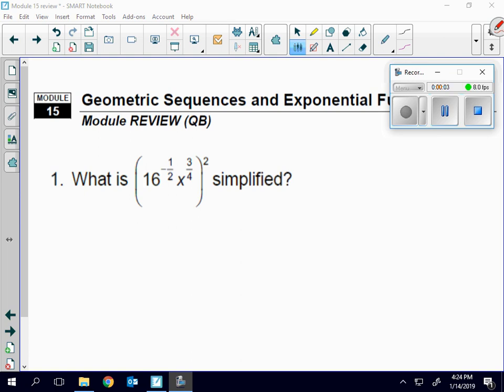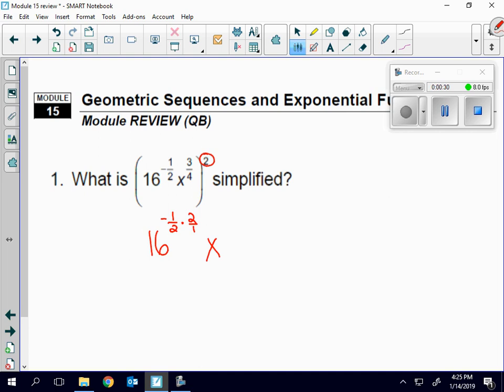Okay, this is the Module 15 review. Number 1, what is this expression simplified? Well, everything inside the parentheses is being raised to the power of 2. So that means the 16 is the first base. It already has a power of -1/2. You're going to multiply those exponents when you raise a power to a power. So that is multiplied to 2, and I'll make it a fraction, 2/1.